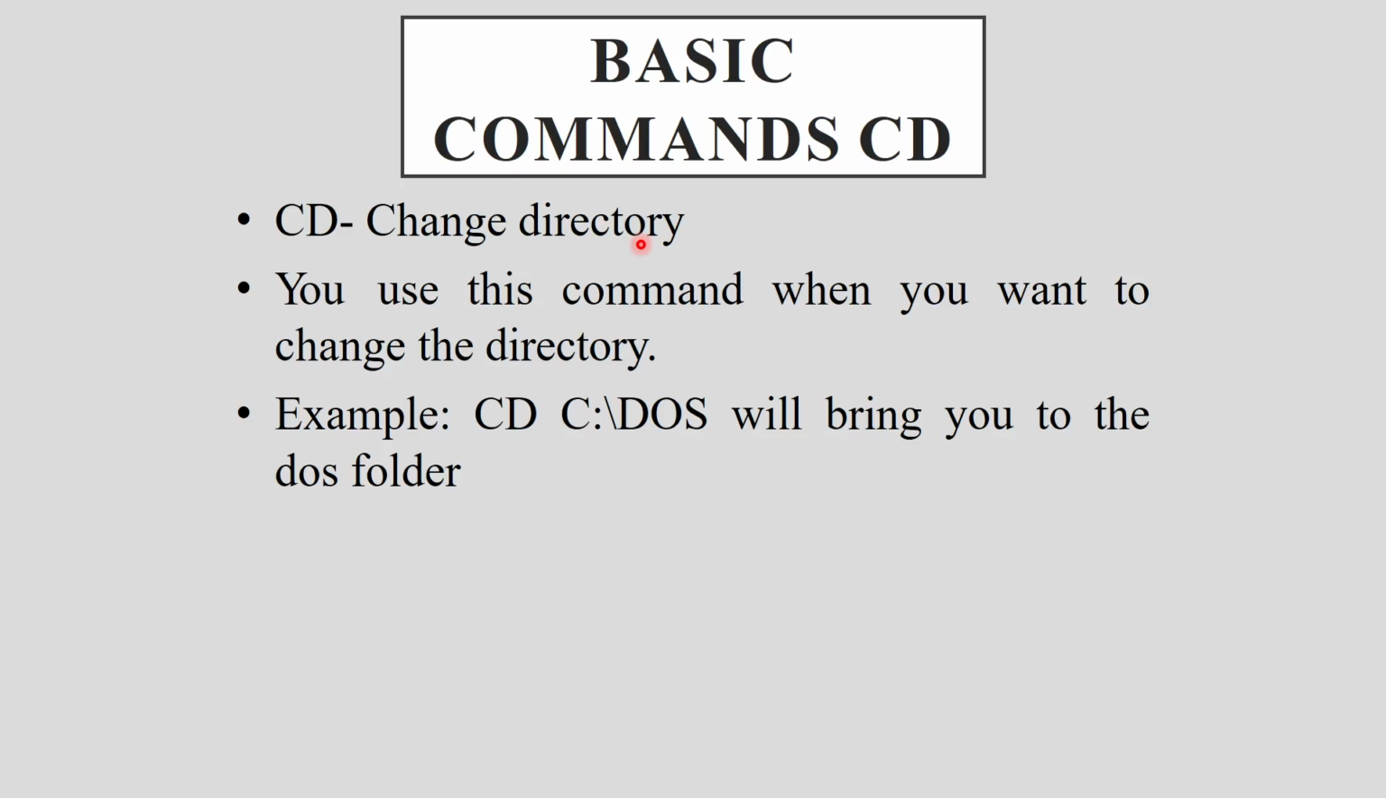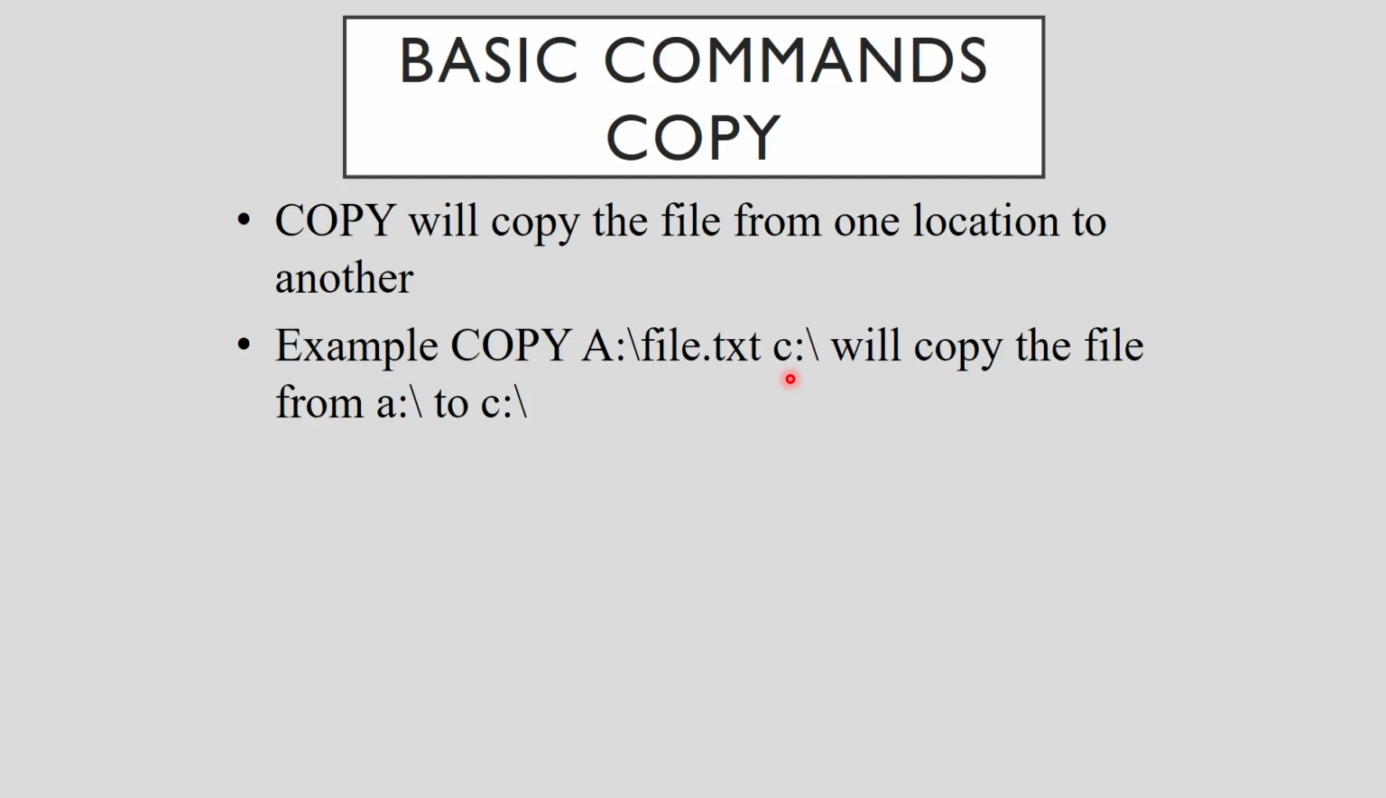Okay, so the copy command is used to copy the file from one location to another. Okay, just like this one. To copy the file named file and the extension is .txt, you need to issue the command copy space the source directory, including the file name and file extension that we need to copy, and the destination directory where we are going to copy that file.